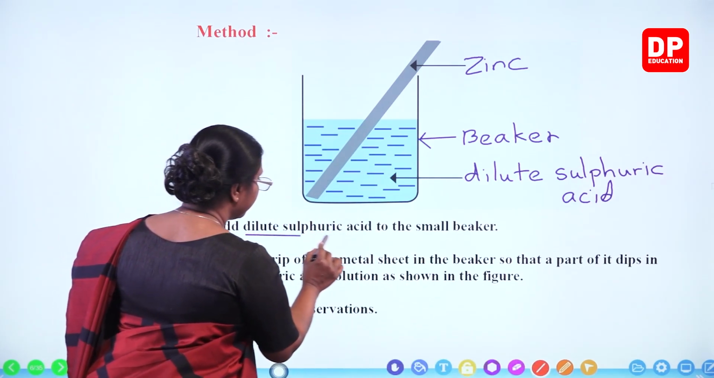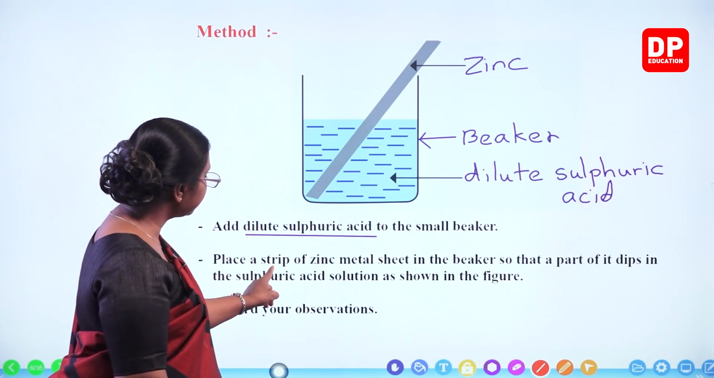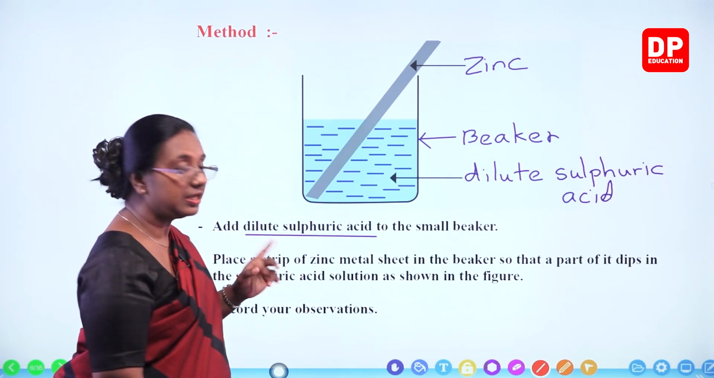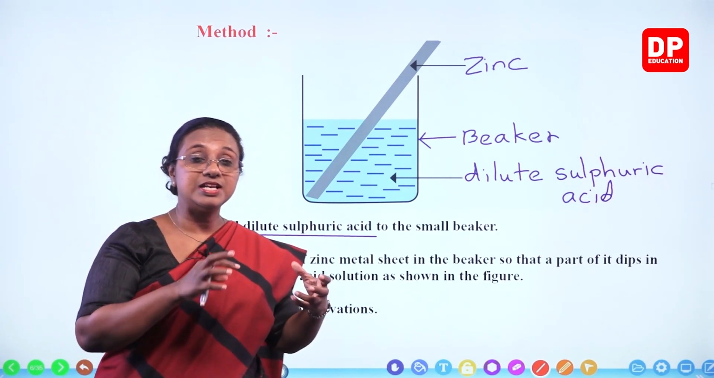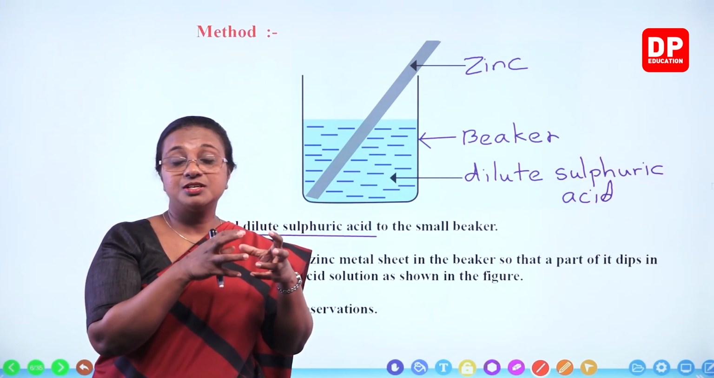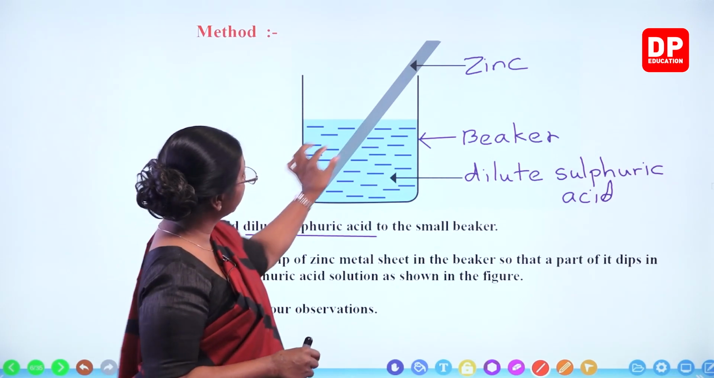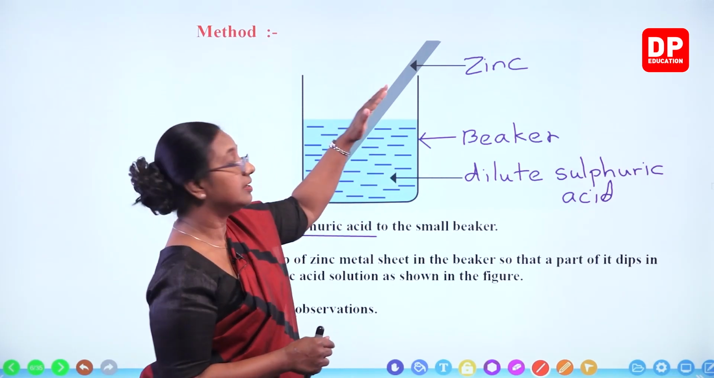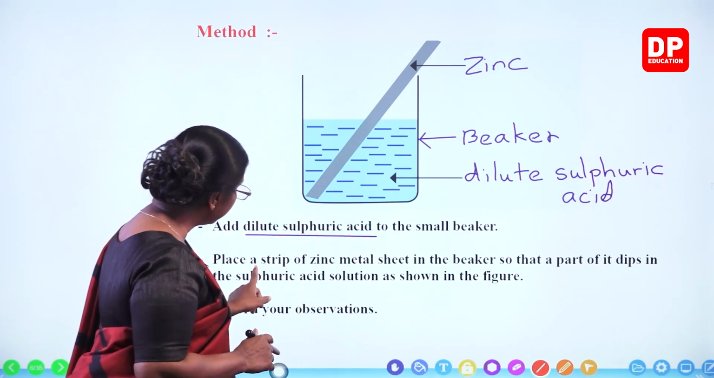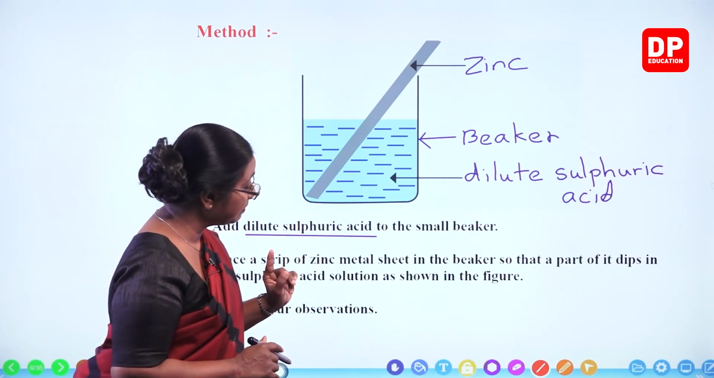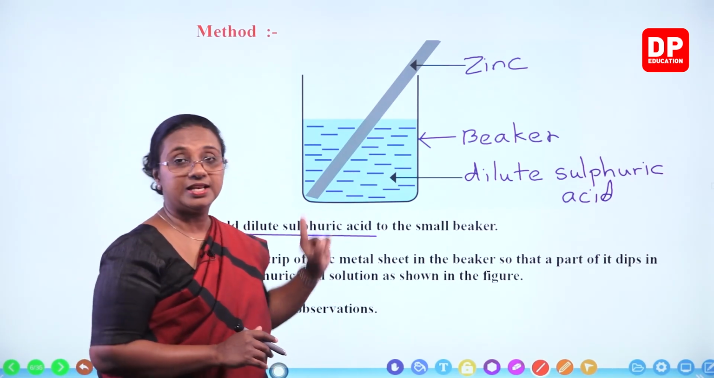Here you have to remember it has to be dilute sulfuric acid added to the small beaker. Place a strip of zinc metal sheet in the beaker. It is a zinc strip, or like I said, a piece of zinc, but it shouldn't be a crunched piece. It has to be somewhat long so that you can observe. Part of it has to be within the solution, the rest has to be outside. So we use a strip of zinc metal sheet in the beaker so that a part of it dips in the sulfuric acid solution as shown in the figure.